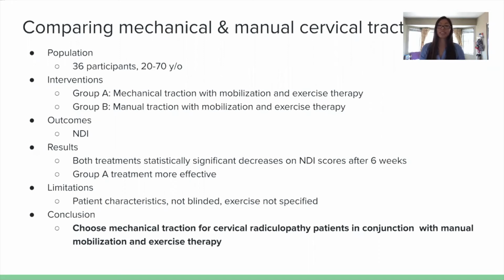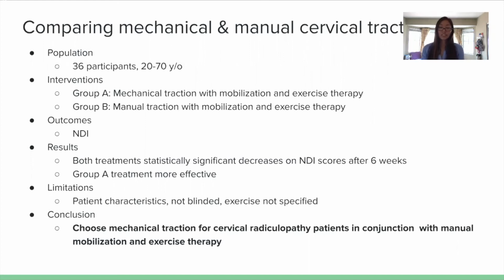The main difference is, like I said before, one had mechanical traction while the other had manual traction. The outcome used in the study was the Neck Disability Index, and the results of the treatment found that both groups had a significant decrease of NDI scores after 6 weeks, but that the mechanical traction group was more effective at decreasing those NDI scores.